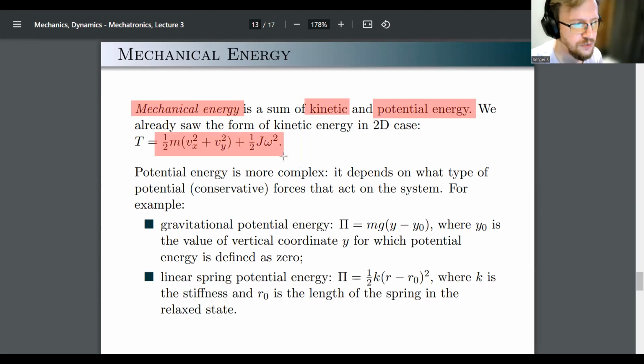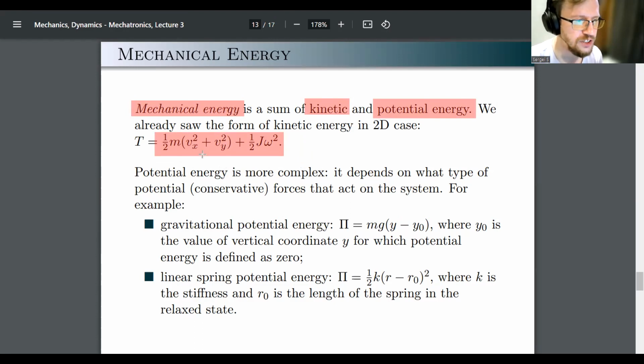1/2 m times (Vx squared plus Vy squared), plus 1/2 J omega squared. So kinetic energy is quite simple. This is for a single rigid body, of course. Each rigid body would have the same kind of expression if you have a multi-body system, for example.